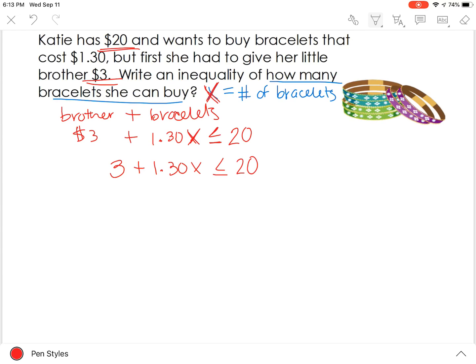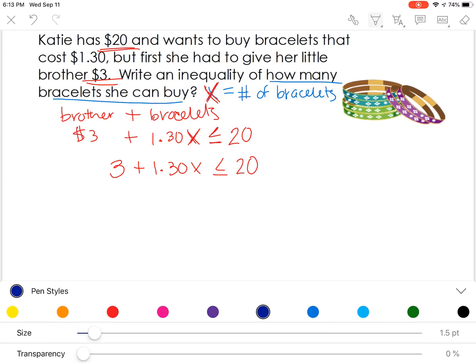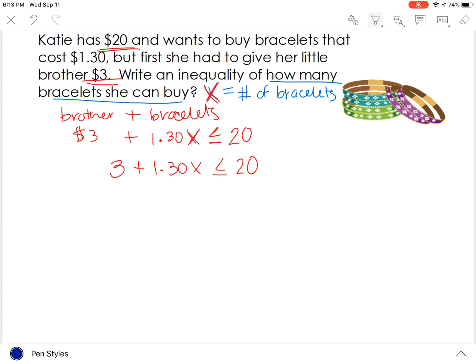She has the money to do that. So now that we have our inequality, we are going to solve it just like we have in past lessons. So we're going to isolate our x. I'm going to subtract 3 on either side to get 1.30 times x is less than or equal to 17.